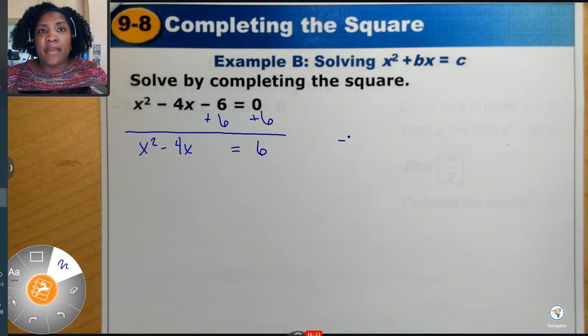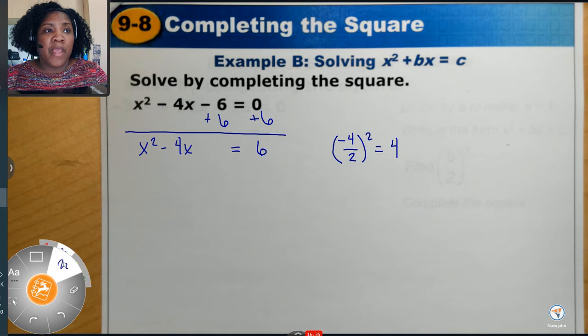So doing that, negative 4, I need to divide that by 2. And then I need to square that value. So that would be a negative 2, and a negative 2 squared is just a 4. So to complete the square here, I'm going to add 4 on both sides. Okay.